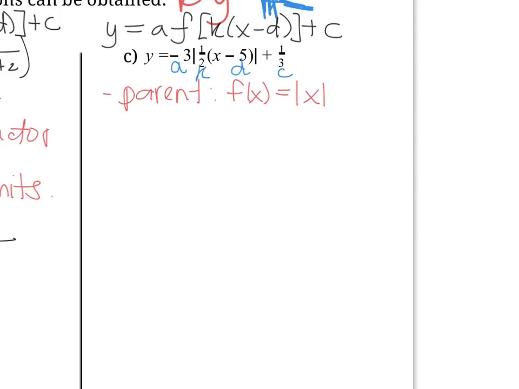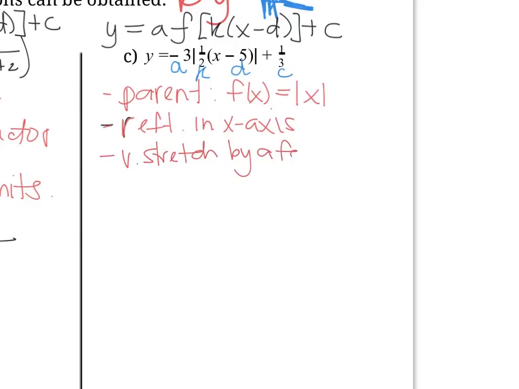So let's go ahead and use the summary from the previous lesson as well. Let's list out these transformations. So we have this a value. First of all, it's negative, so we know that there's going to be a reflection in the x-axis. Then if we take a look at the absolute value of a, the absolute value of negative 3 is 3. That's going to get multiplied by all our y values, and there's going to be a vertical stretch by a factor of 3.